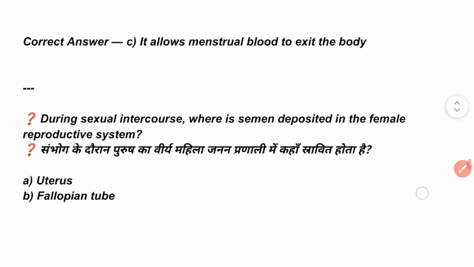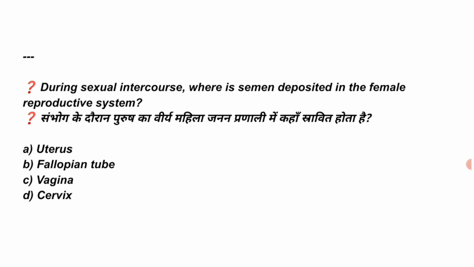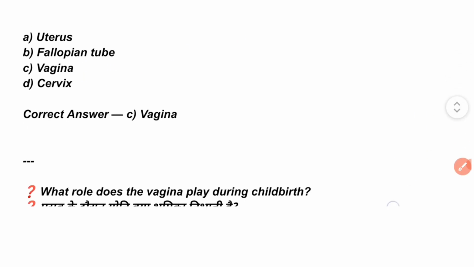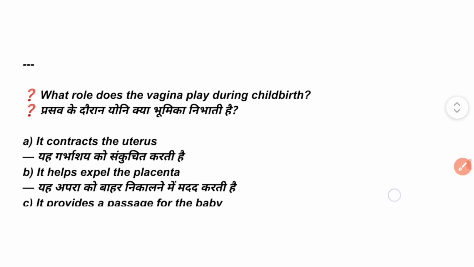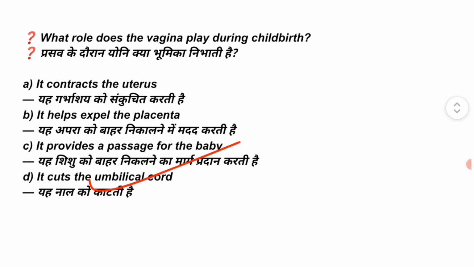Next question. During sexual intercourse, where is semen deposited in the female reproductive system? The right answer is option C, vagina. Next question. What role does the vagina play during childbirth? The right answer is option C. It provides a passage for the baby.